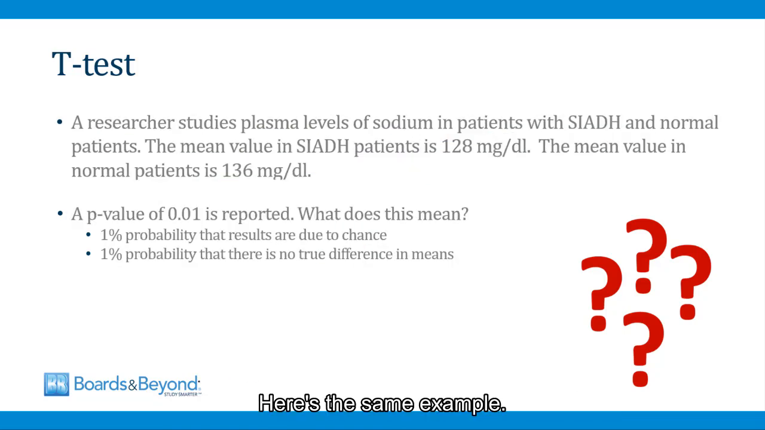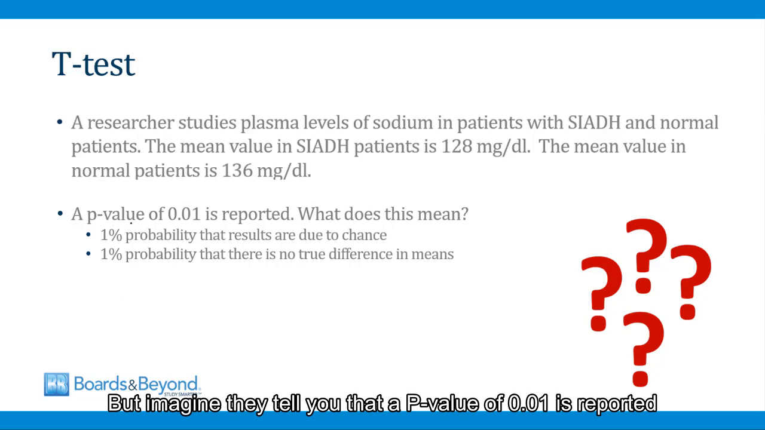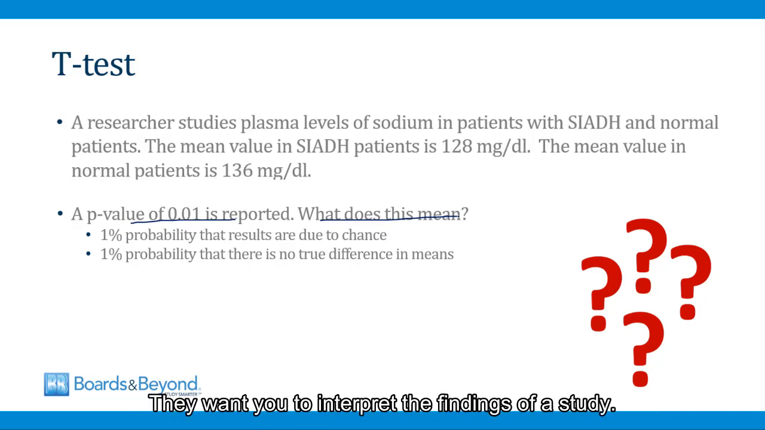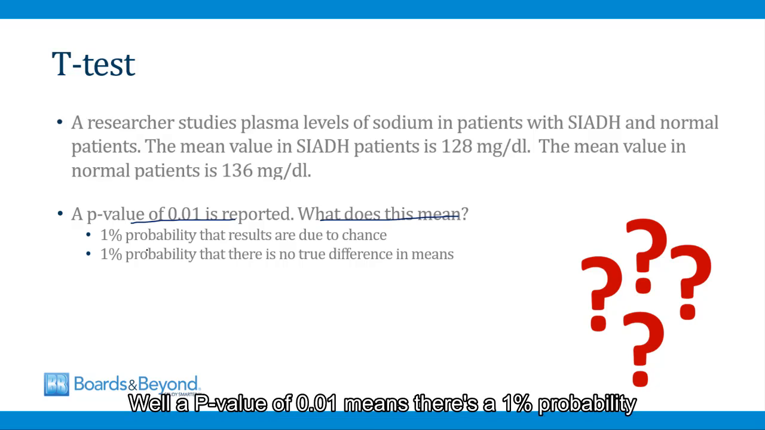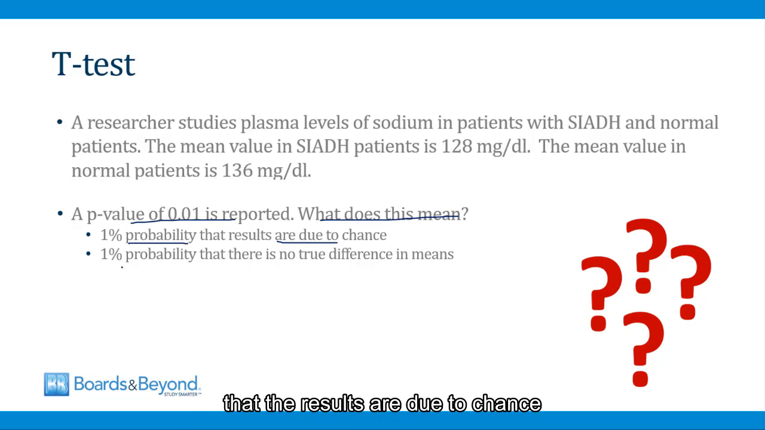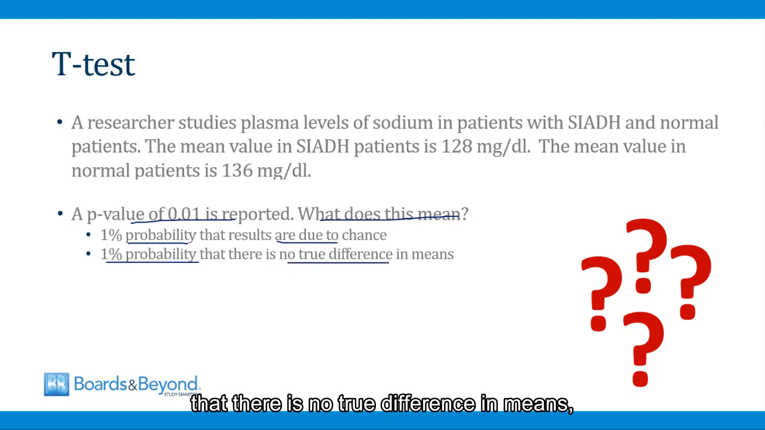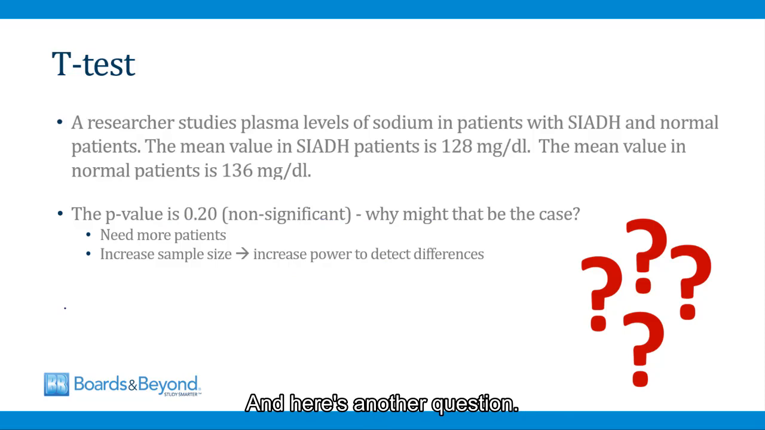Here's the same example, but imagine they tell you that a p-value of 0.01 is reported and they ask you, what does this mean? This is very common in board questions. They want you to interpret the findings of a study. Well, a p-value of 0.01 means there's a 1% probability that the results are due to chance, or another way to state this is a 1% probability that there is no true difference in means and that the null hypothesis is correct.